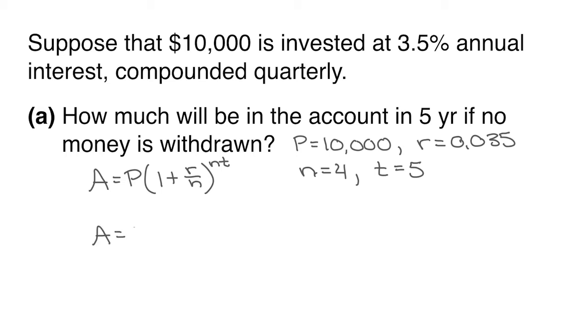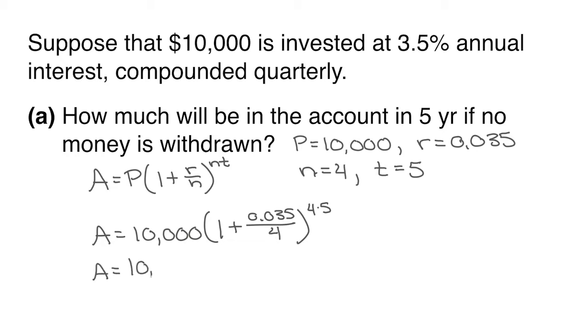We have A is equal to 10,000 times 1 plus 0.035 divided by 4 raised to the 4 times 5 power. Simplifying inside the parentheses and evaluating the exponent, we get A is equal to 10,000 times 1.00875 raised to the 20th.